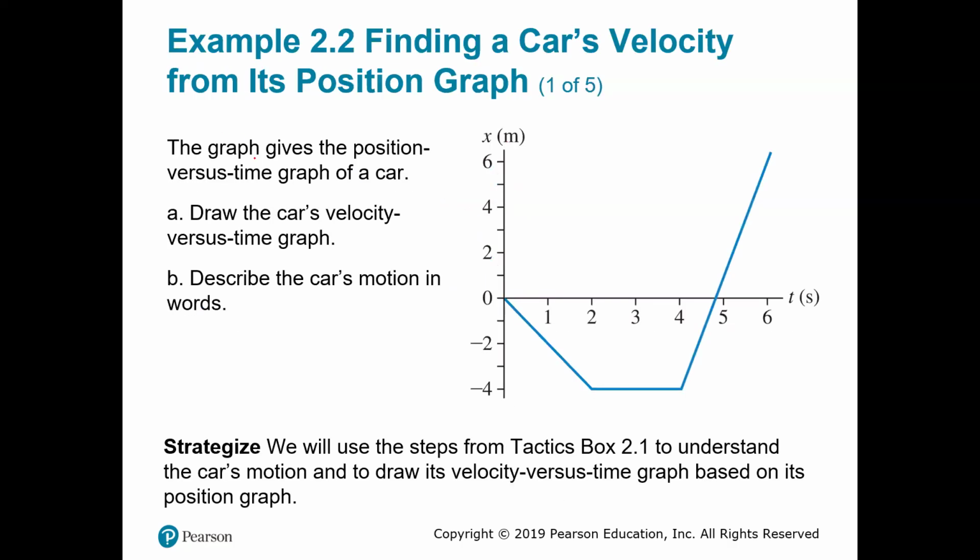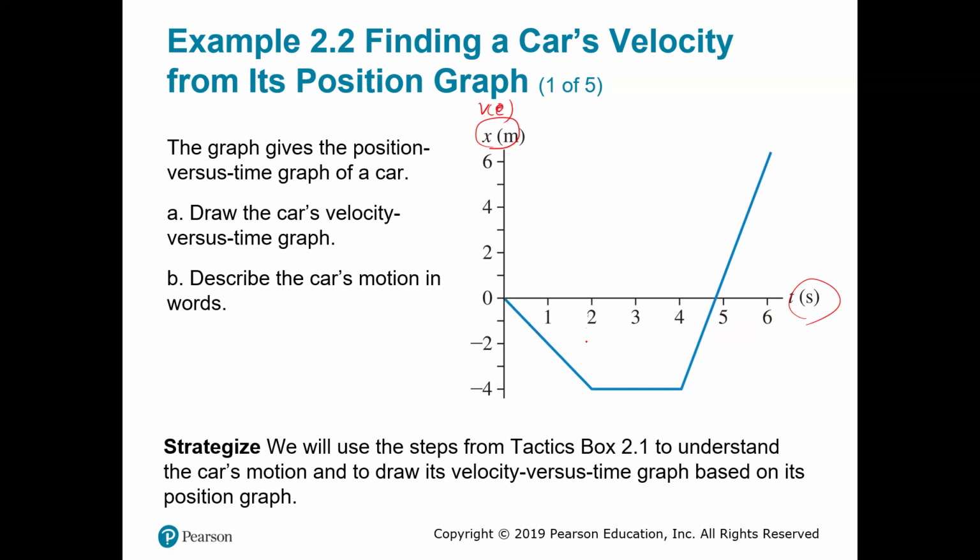Example: you have a graph that gives the position versus time. Again, you have a position versus time graph, right? So draw the car's velocity versus time graph. I recommend you pause the video and do it by yourself, and then let's talk about it one by one. So now let's draw the vt graph here, right?